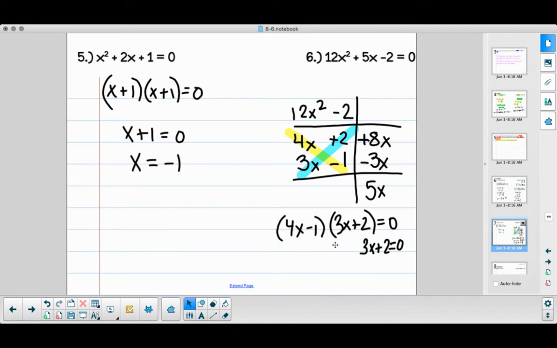And when you plug that in, you get 3x plus 2 is equal to 0, and then we have 4x minus 1 is equal to 0. So our two solutions would be x equals 1/4 or x equals negative 2/3.